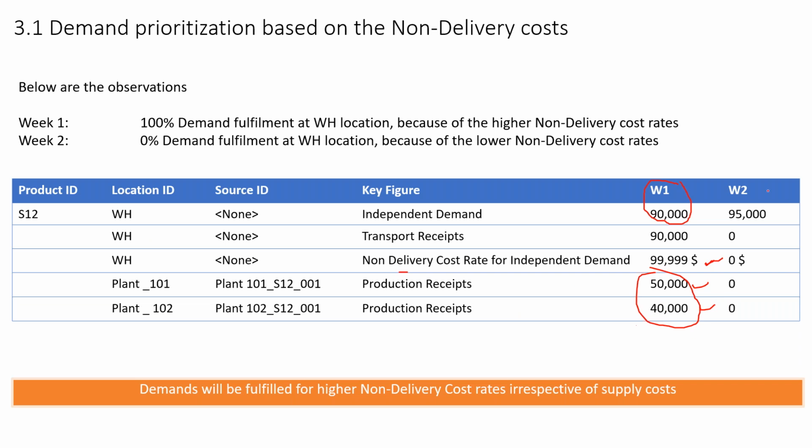That's it. Whereas in week two, it did nothing. No transport, no production, nothing. Why? Because non-delivery is the highest cost, and it supersedes all other supply costs. For example, even if the production cost is something, even if the transportation cost is something, doesn't matter. If the non-delivery cost is high, it meets the demand.